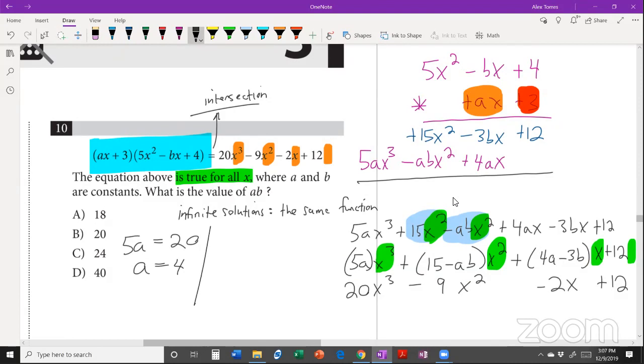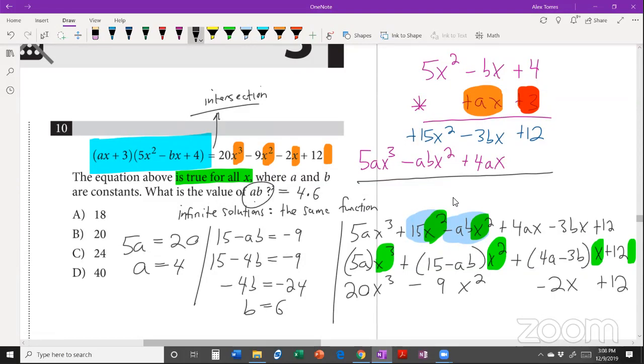And 15 minus ab equals -9. Well, we already know that a is 4, so we'll plug that in. Just solving out there, taking away 15 from both sides. Dividing by -4 there. And we figured out that b is 6. So a is 4 and b is 6. ab is now the idea of 4 times 6, which will be 24. And the answer to number 10 is C.